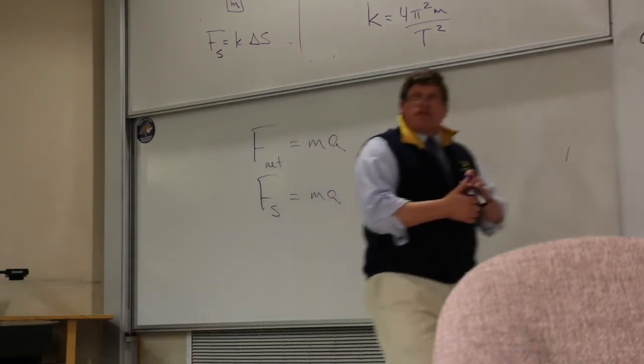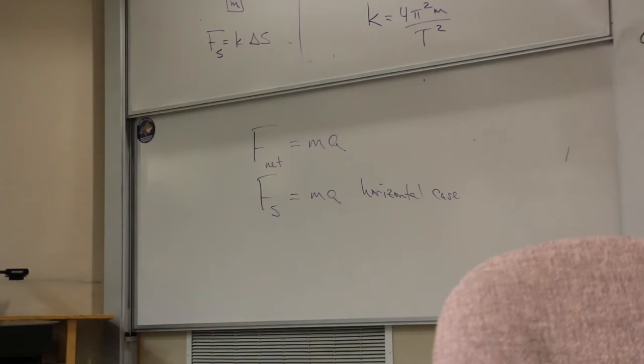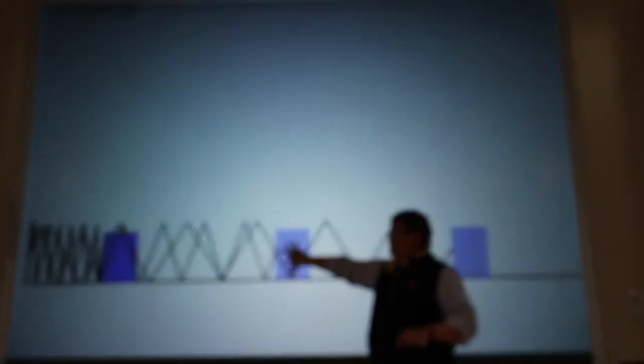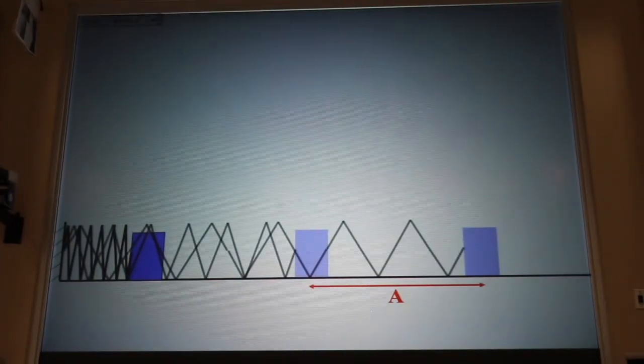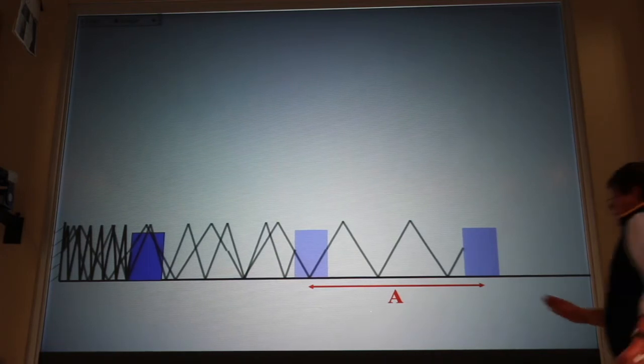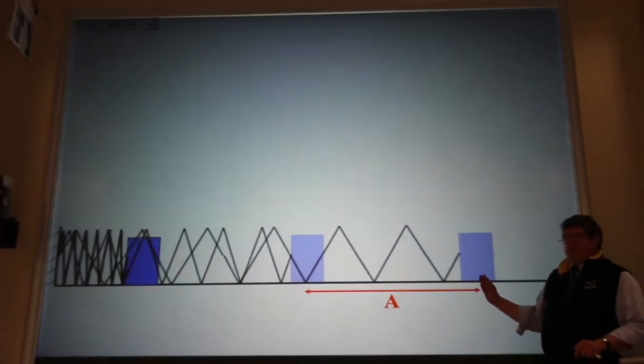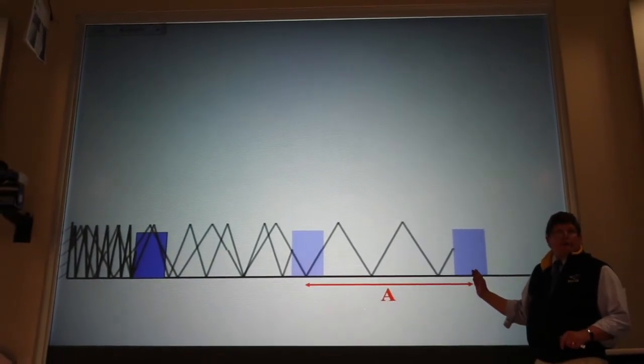Now, if that spring, when it came from the factory, is exactly that long, if I attach this block to the spring and just set the block there, it's going to stay there. Because the spring is neither stretched nor compressed. And we call that equilibrium. The furthest distance we get away from equilibrium, the turnaround point, we call the amplitude.